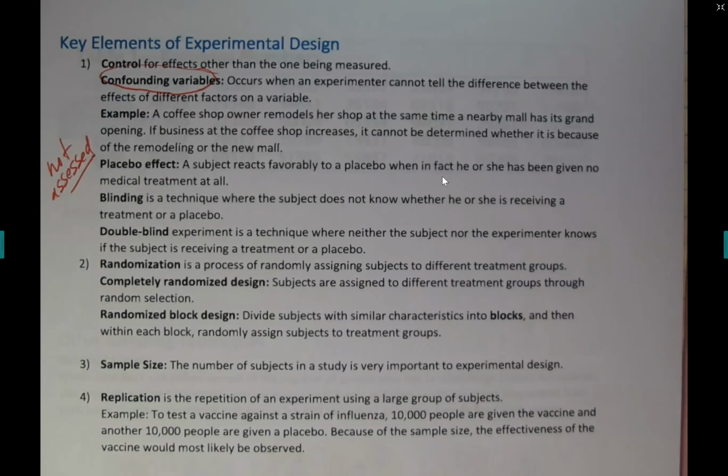The coffee shop owner decides to remodel her shop because she just wants to generate more profit and more revenues at the business. Remodeling is a good thing, it will attract new customers. But look what happened. At the same time, a nearby mall has its grand opening. If the business of the coffee shop increases, it cannot be determined whether it is because of the remodeling or the new mall.